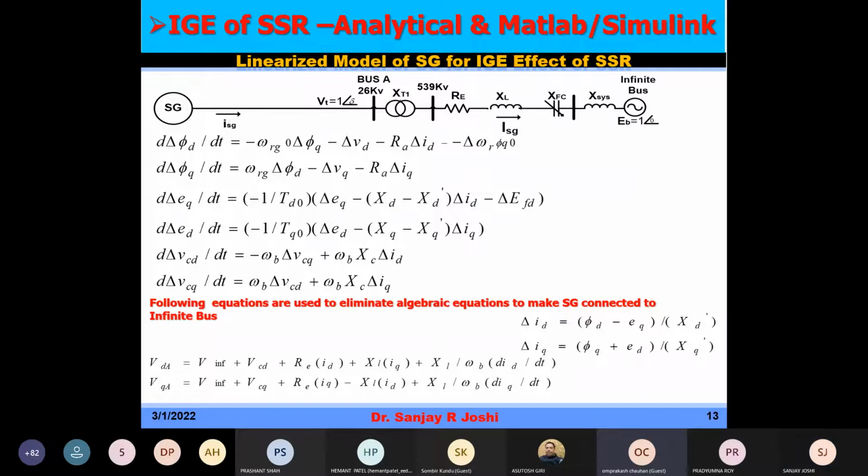Now there are equations of delta ID, delta IQ, VDA, VQA, which are used to eliminate algebraic equations to make the synchronous generator connected to the infinite bus. I will not go into details of how these equations are obtained and used.